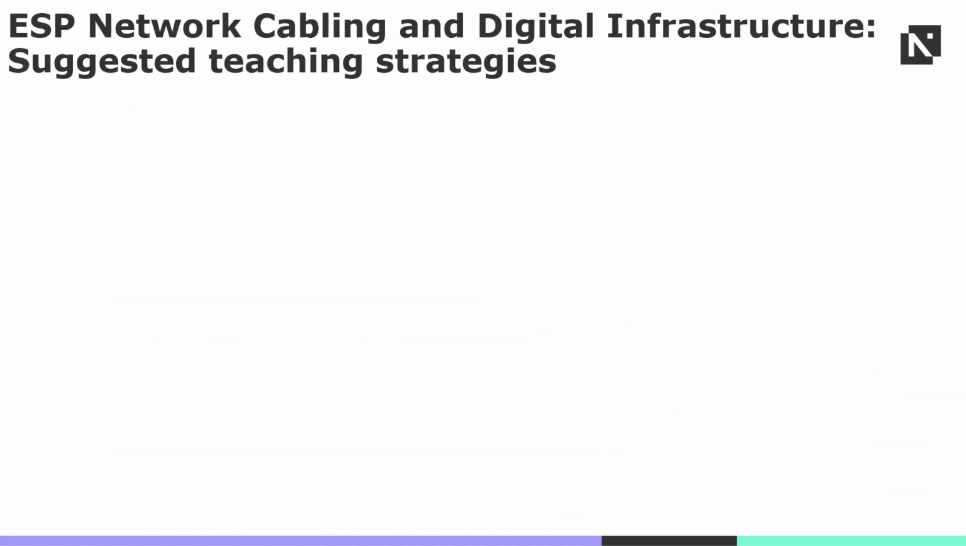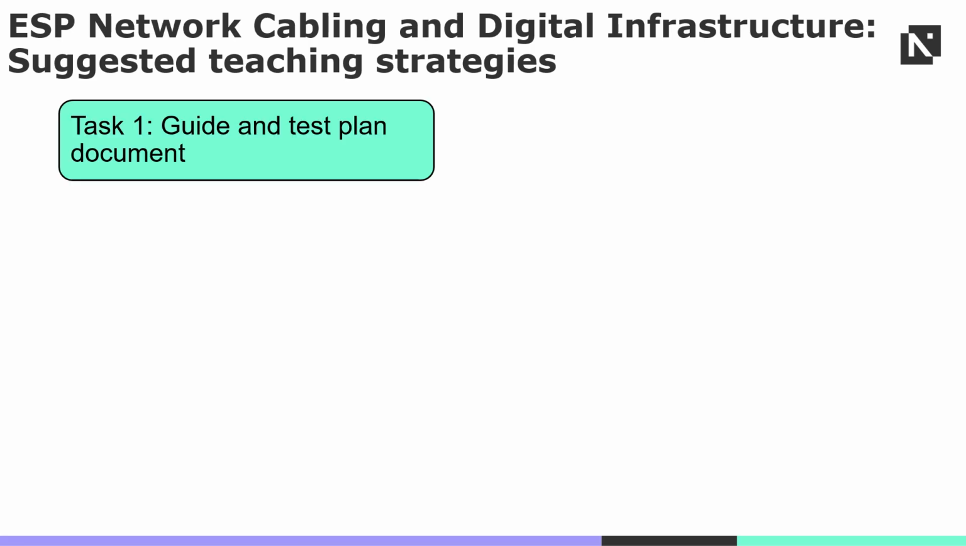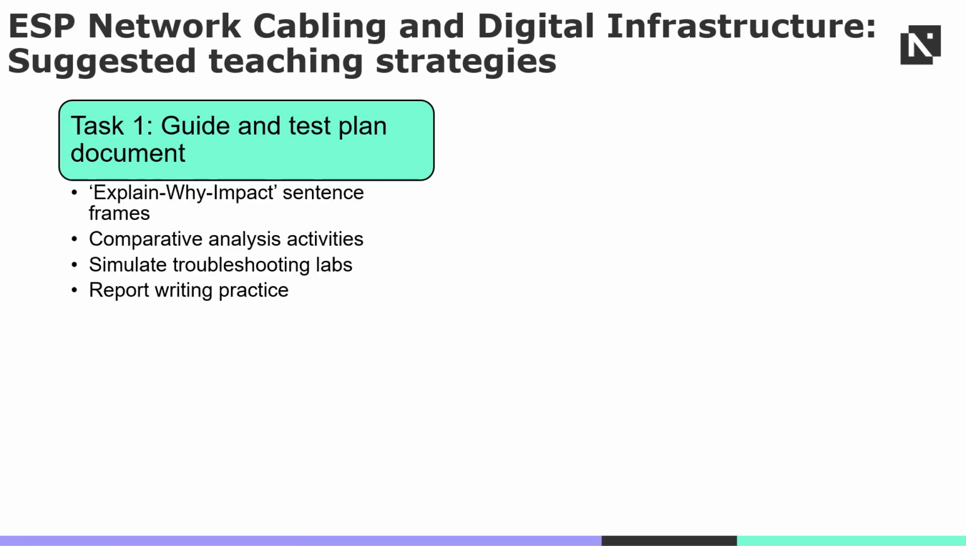And now we'll have a look at some suggested teaching strategies for the ESP and network cabling and digital infrastructure. So for task 1, you could use explain why impact sentence frames where students rework shorter answers. Use comparative analysis, so get students to compare router versus service-based DHCP in different environments. Simulate troubleshooting labs, so get students in small groups to simulate misconfigured networks in something like Packet Tracer, and document a test plan using ping or tracert and file share checks.